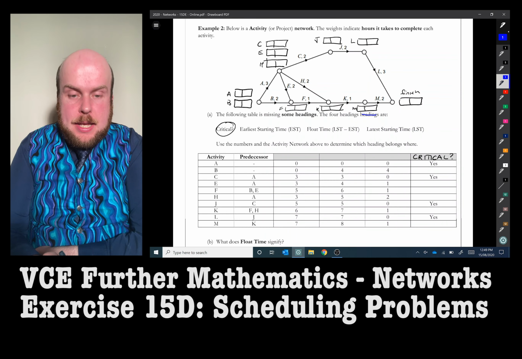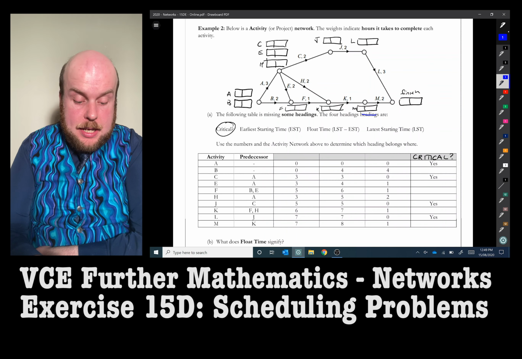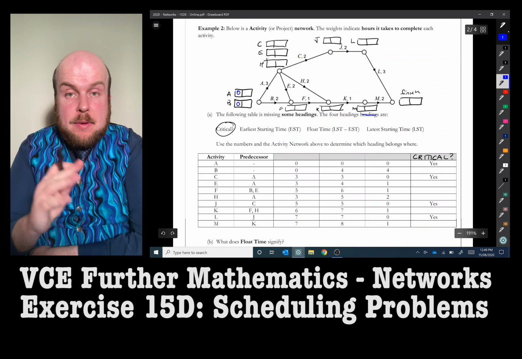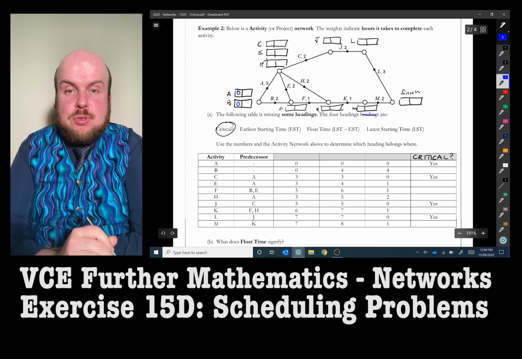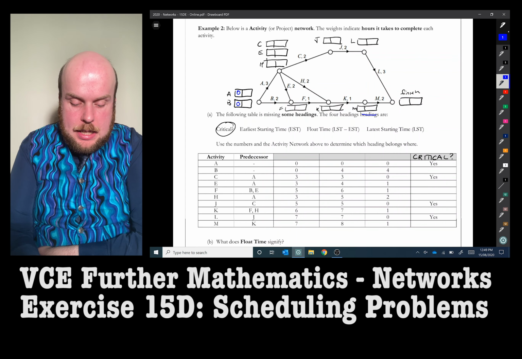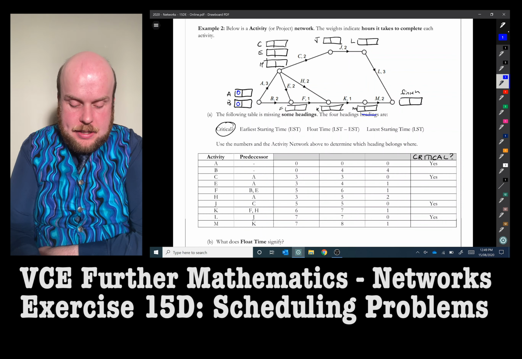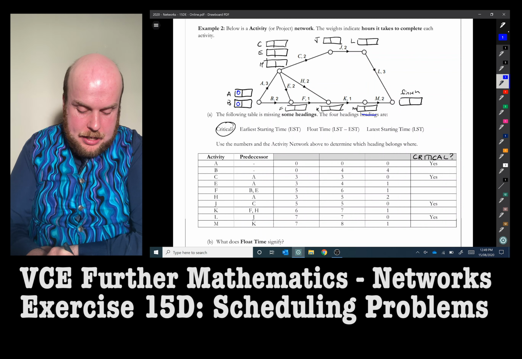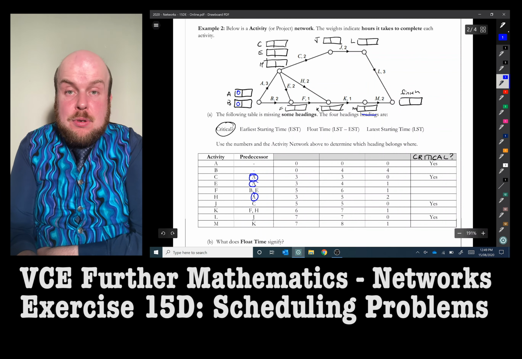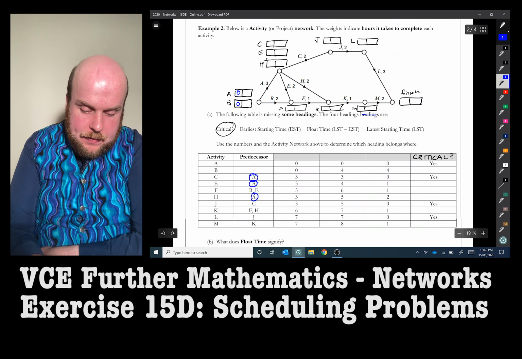For A and B, the earliest starting time, because they're at the beginning, is going to be 0, so we can get started on them as soon as possible. All the others are dependent on those. The earliest start time for activity C, activity H, or activity E is entirely dependent on A because they all share the same predecessor. So that's going to be 3, 3, and 3.